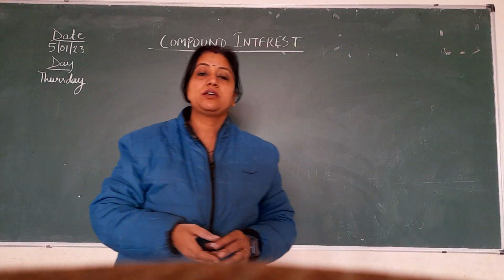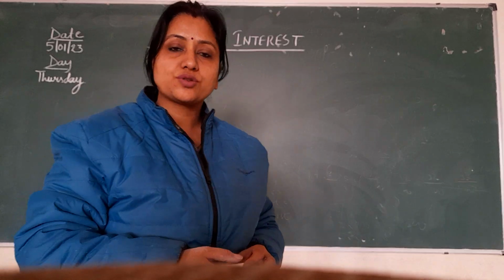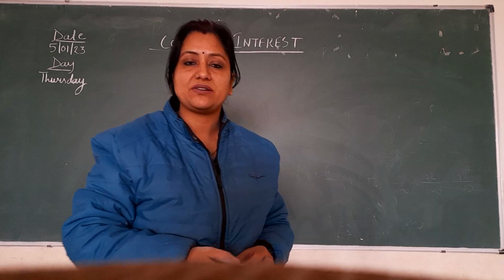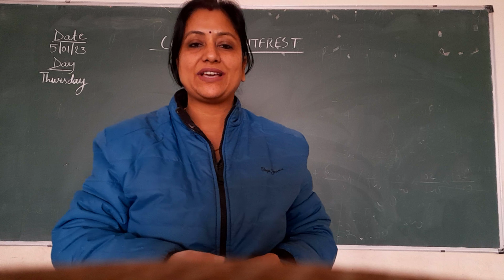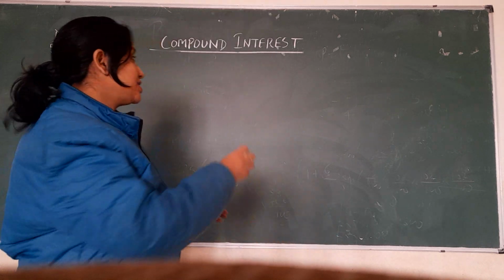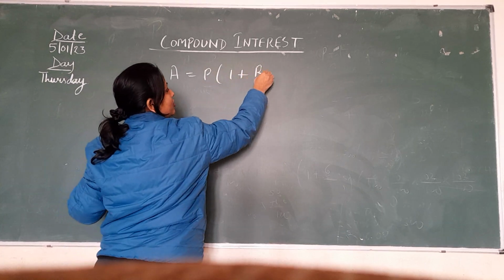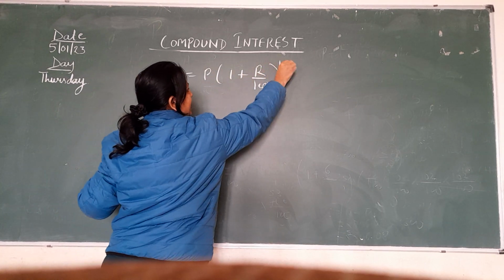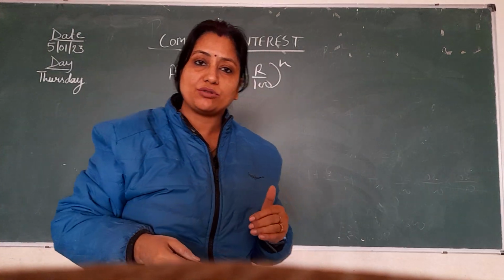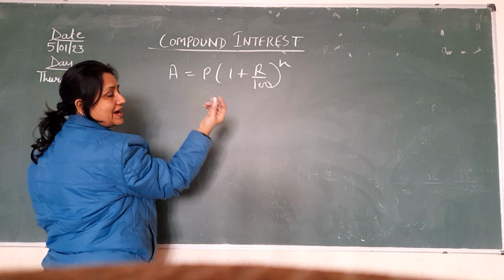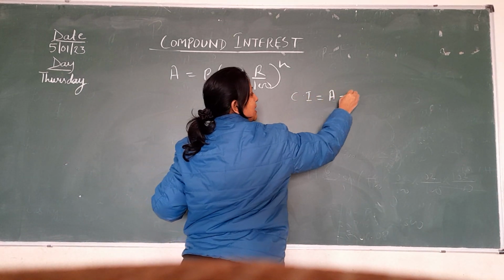Good morning everyone. Today I am going to discuss compound interest and will also discuss the difference between simple interest and compound interest. So compound interest we'll find out by using the formula A is equal to P (1 + R/100)^n. For finding out the compound interest, first of all we will find out the amount. And we know that the formula for finding out compound interest, it means CI, is equal to amount minus principal.